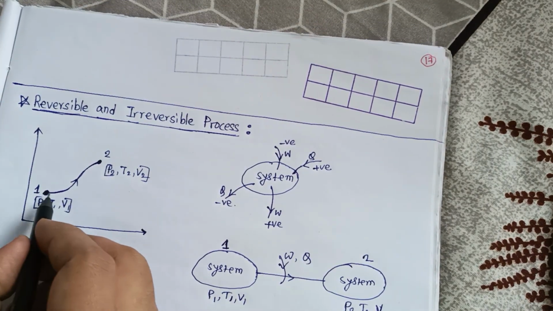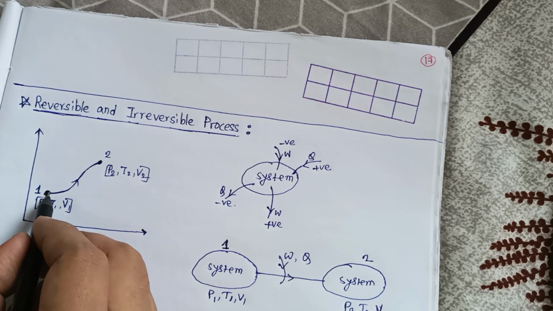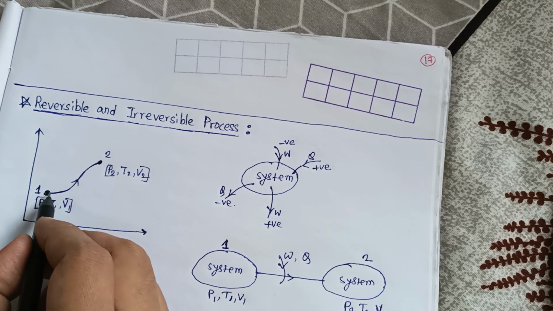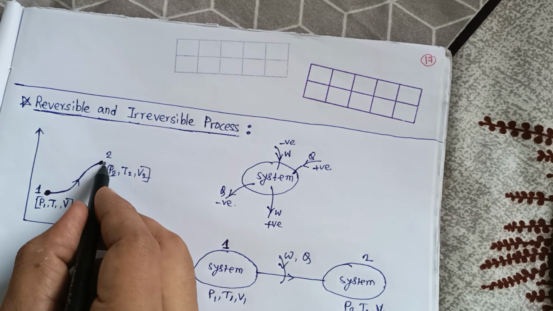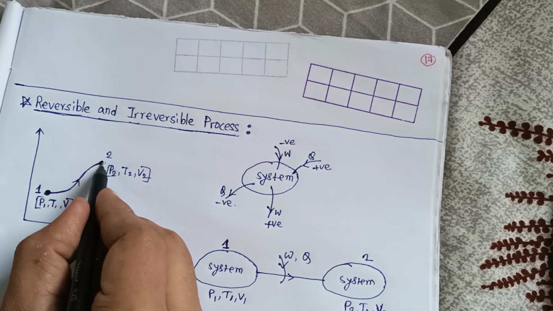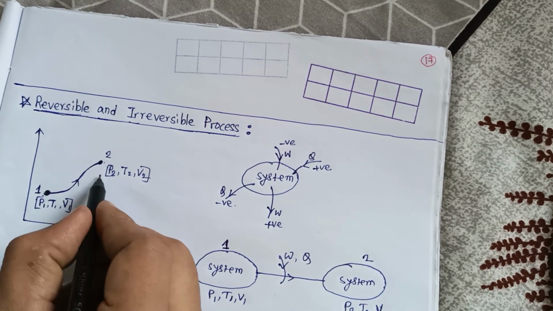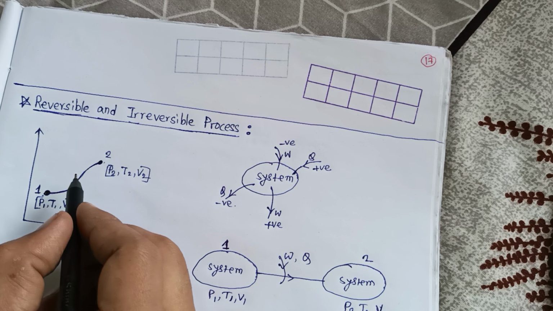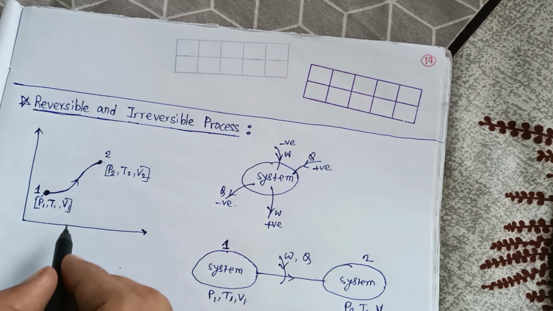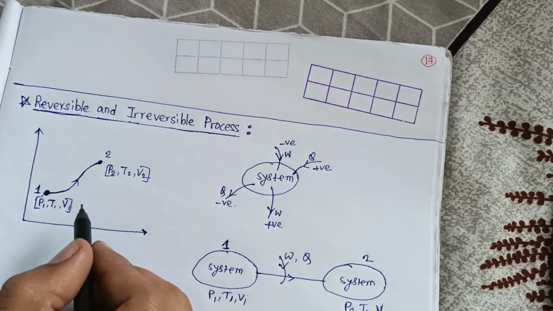Reversible process means when any system changes from state 1 to state 2, and it goes back from state 2 to state 1 by following the same path, there is no effect on the system and surrounding. This is known as a reversible process.